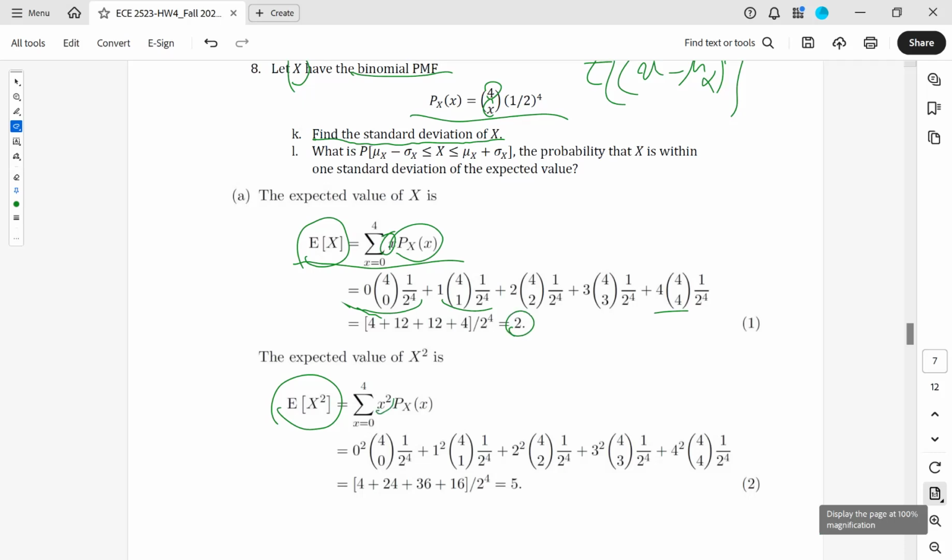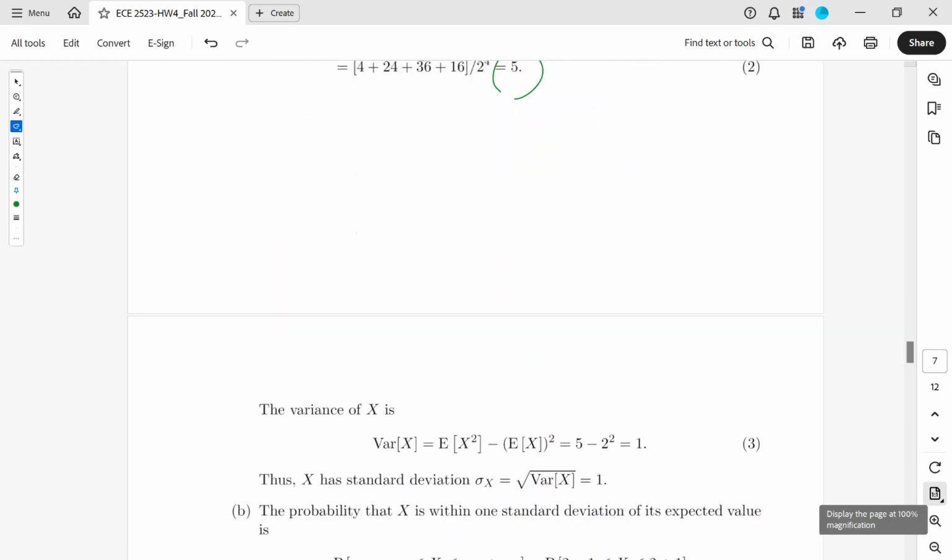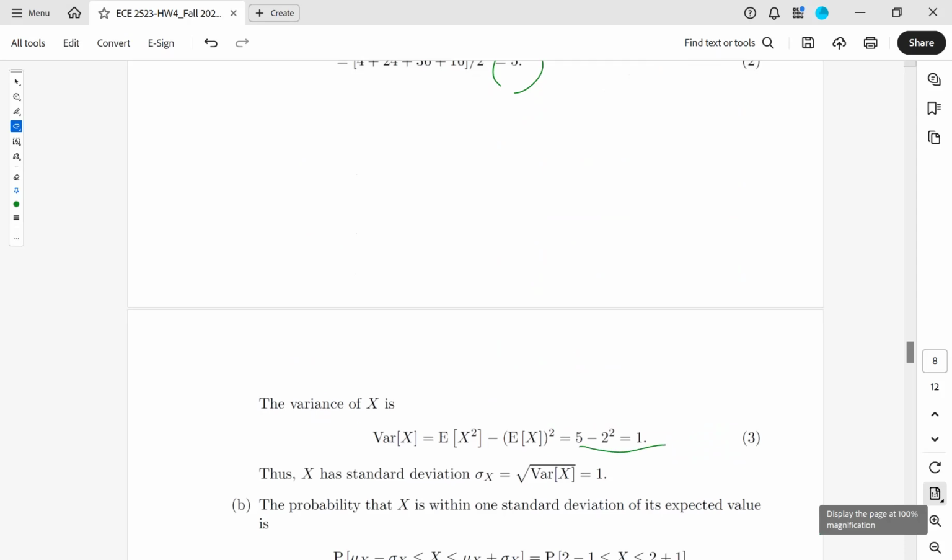We do the same for the second moment: X squared times P of x. It's not quite complicated. It's the same process, just x squared. And we have the second moment. Now the variance is the second moment minus the first moment squared. So 5 minus 2 squared, which means 5 minus 4, which is 1. The standard deviation, which is what the question asks for, is going to be the square root of the variance, which is the square root of 1, which is 1. Are we good?